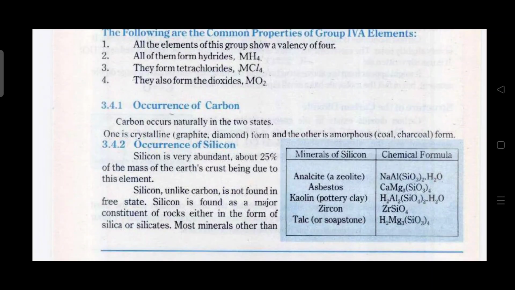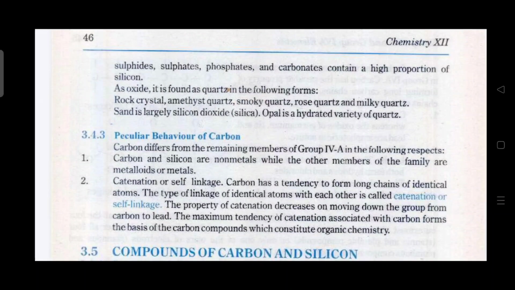You have to memorize the names and the formulas of these minerals. Silicon is found in the form of quartz and sand and in the form of opals, which is a hydrated variety of quartz.